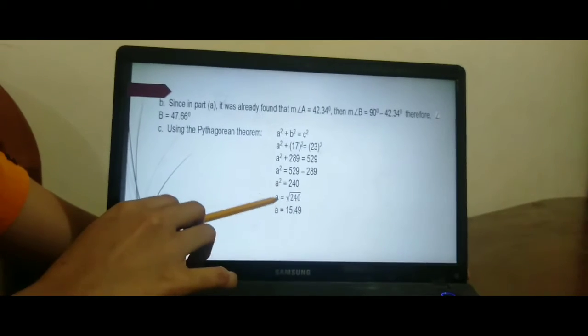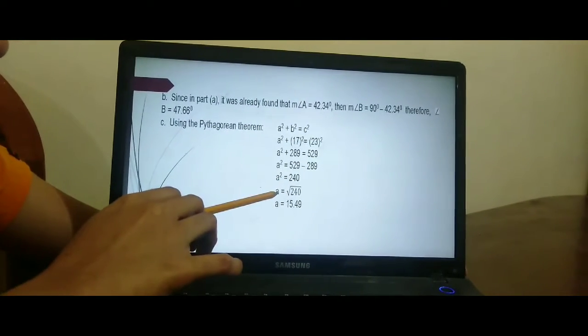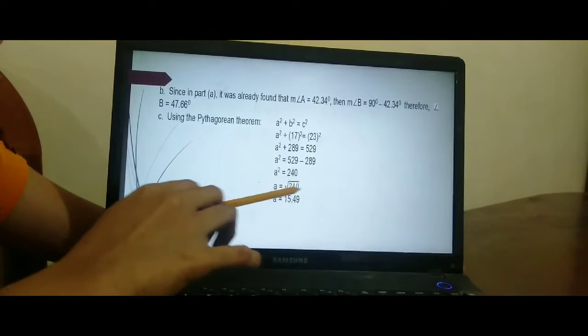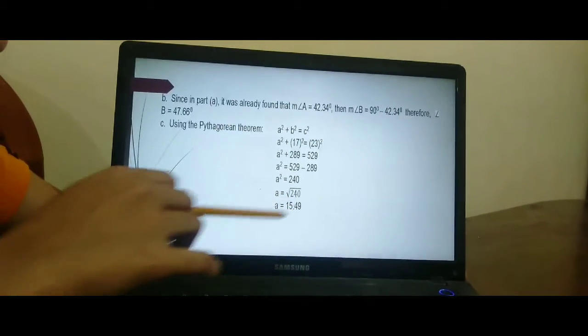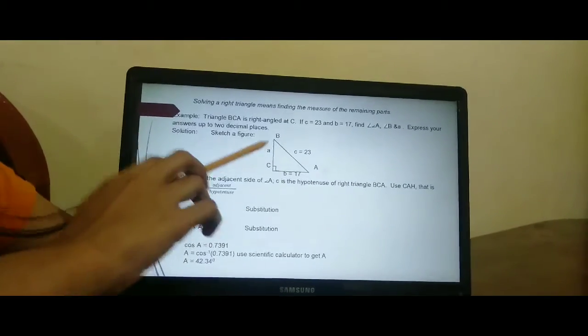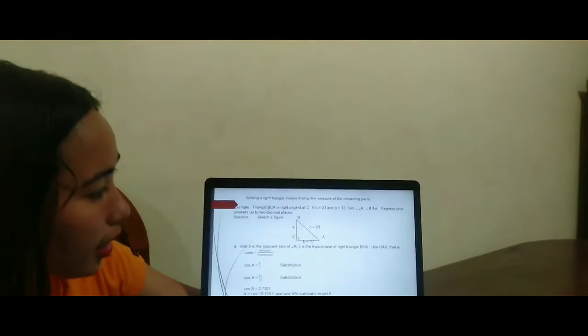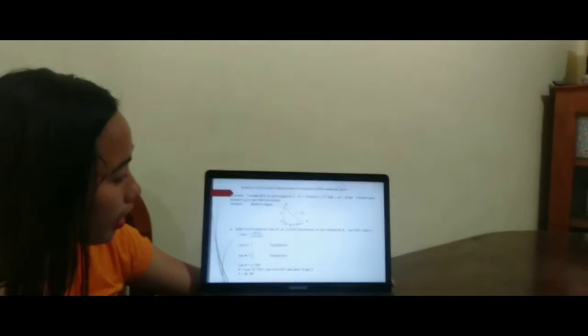So, ato siyang extract the square root. A is equal to square root of 240. A is equal to 15.49. So, the measure of our A is 15.49. So we already know, or we already got, the measure of the missing parts of the triangle.